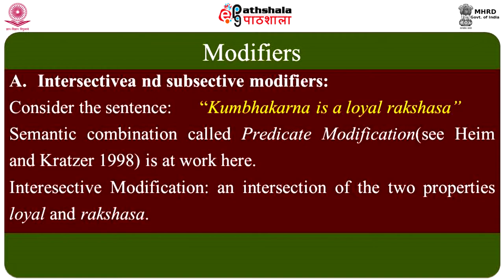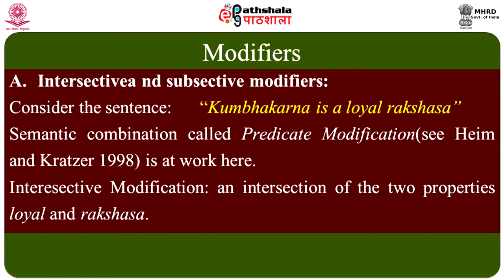Modifiers, intersective and subsective modifiers. Another basic semantic relation besides predicate saturation is that of modification. In the sentence, Kumbhakarna is a loyal Rakshasa, the phrase loyal Rakshasa is a complex predicate formed from the two simpler predicates loyal and Rakshasa that we saw earlier. How do the two properties come together to form another predicate? Neither one can saturate the other. A completely new process of semantic combination called predicate modification is at work here.